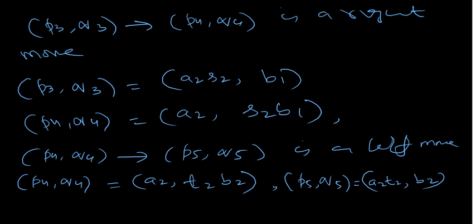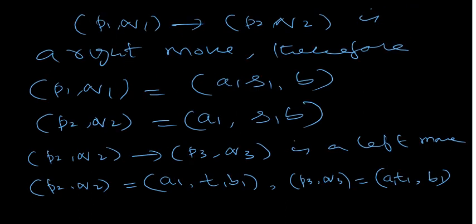That i is here 2. If I write this 3 as 2i minus 1, it means that i is 2. So for i equal to 2, P3 Q3 is equal to A2 S2. So you can take this as AiSi and Bi-1.